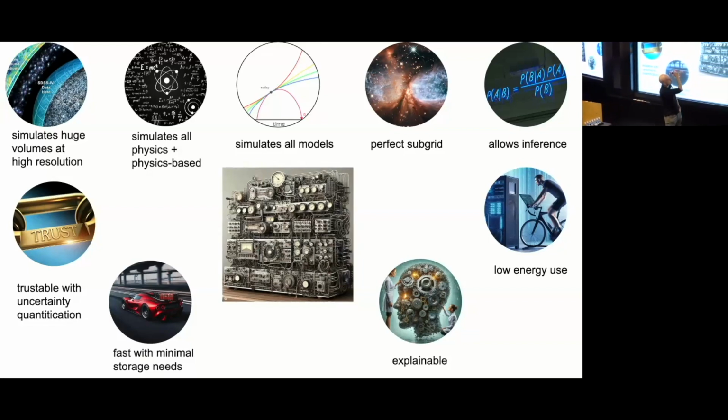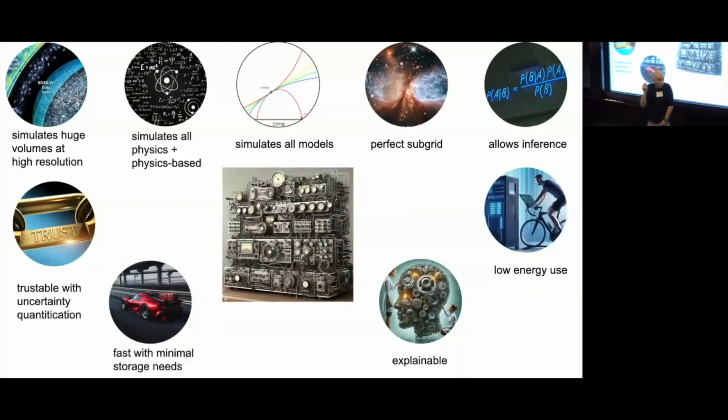If we can't actually resolve everything, we'd like to have subgrid physics below the resolution that also works perfectly, that would reproduce what you would get if you had infinite resolution, right? And then, of course, what are we going to use this simulation for? We'd like to have inference. We'd like to be able to understand and constrain what's going on physically, okay? And, okay, it's a perfect machine. We'd also like to be able to run it with no energy, right?